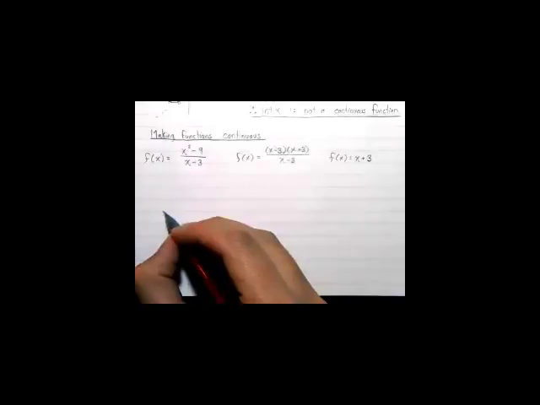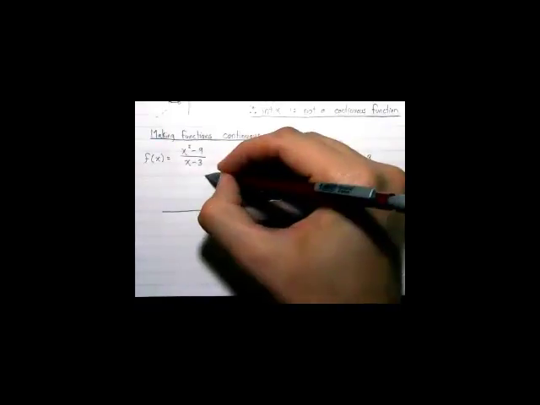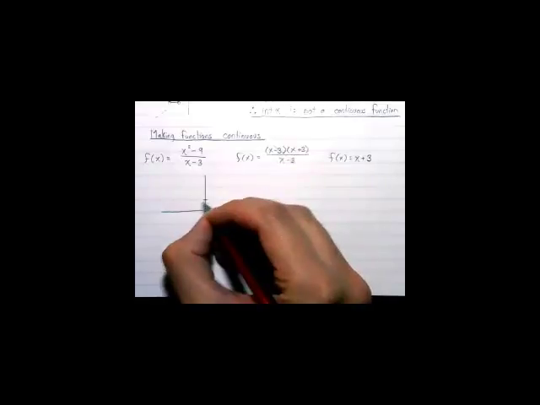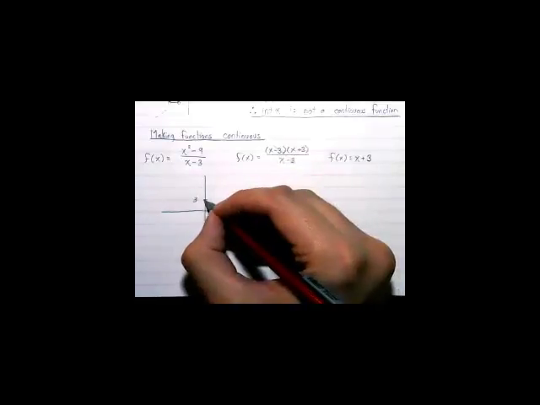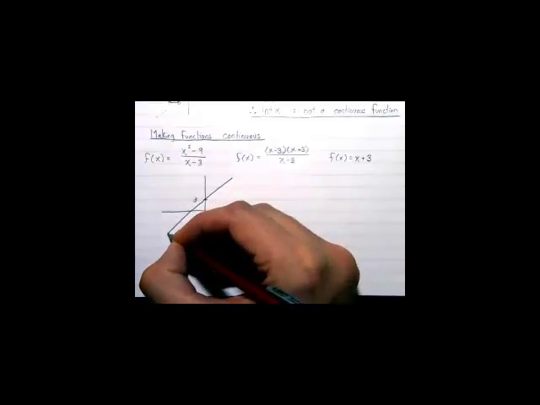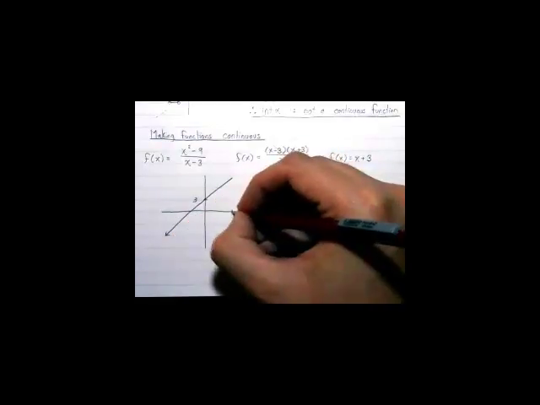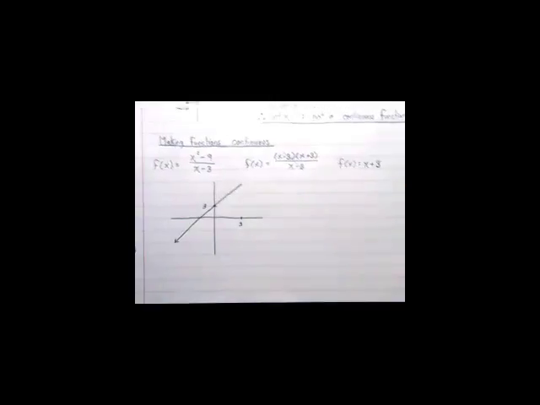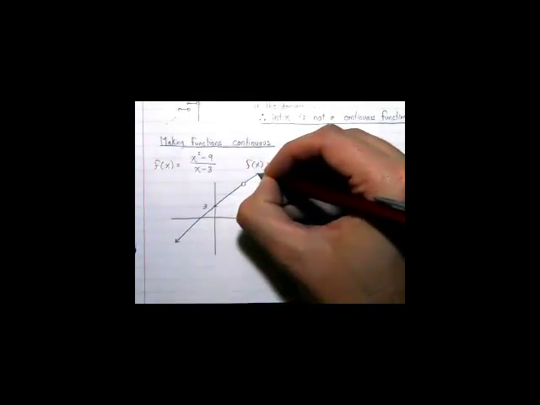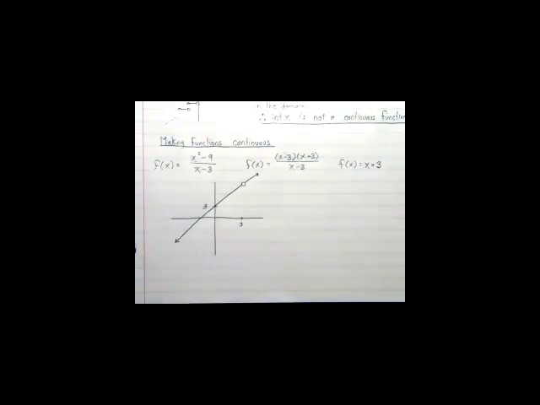So the graph of this thing is, let's see, x plus 3. So it'd start up at 3, and it has a slope of 1, so maybe it's something kind of like that. But then when we get to 3 on the x scale, we've got to make sure we put a hole there, and then it continues on like that.